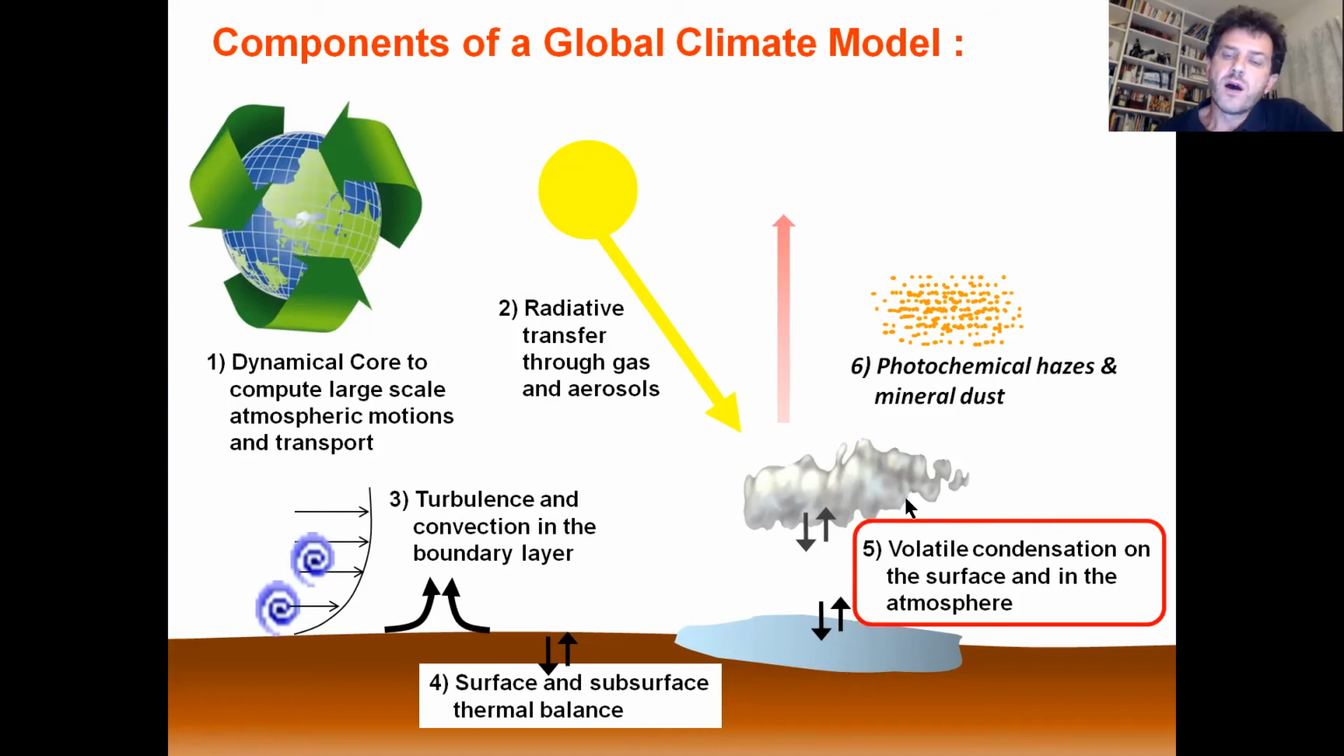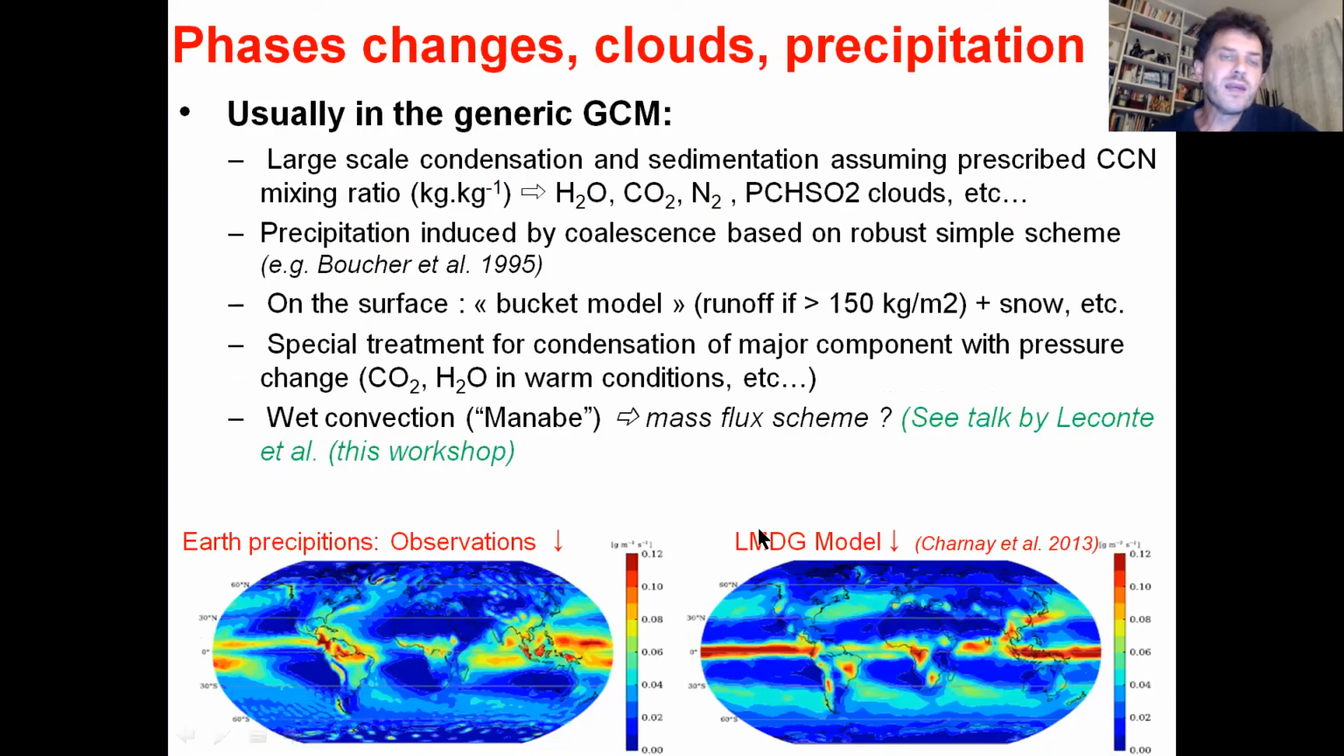And finally, something very challenging is to compute whatever is related to clouds, the volatile condensation on the surface and in the atmosphere. Very quickly, we have different kinds of quite simplified schemes to compute the large-scale condensation and sedimentation. We usually assume a prescribed mixing ratio for the CCN, and then we condense whatever volatile you want: H2O, CO2, N2. This is just to show you that we can do crazy things. Depending on the amount of condensation, you will change the radius of the particles, and then the precipitation, the sedimentation will be more or less fast.